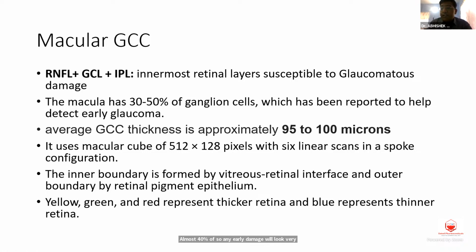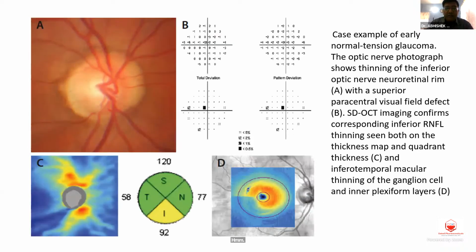Of course, the debate still remains whether to operate on those pre-perimetric cases or not. So that we won't go into, but yes, macular GCC is something which should be done along with the RNFL and optic nerve head analysis. And it is already incorporated in almost all the OCTs that we have, be it the Cirrus, be it the Spectralis, or even the Source ones.